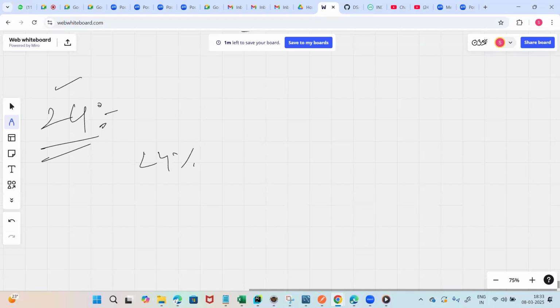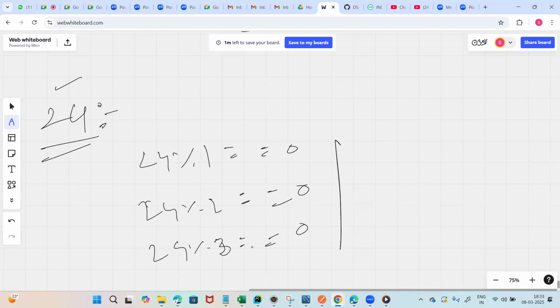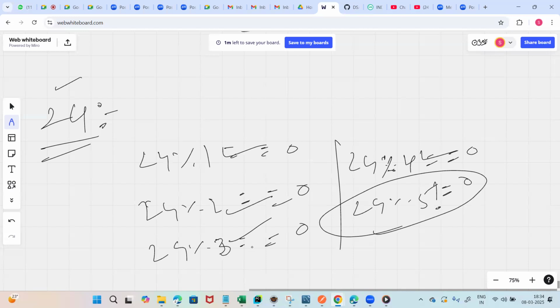See, 24 modulus 1 equals 0. 24 modulus 2 equals 0. 24 modulus 3 equals 0. Am I correct, Kundan? 24 modulus 4 equals 0. So 1 is a factor, 2 is a factor, 3 is a factor, 4 is a factor. But 24 modulus 5 is not equal to 0, so it is not a factor. So do you know the meaning of factor now, Kundan?